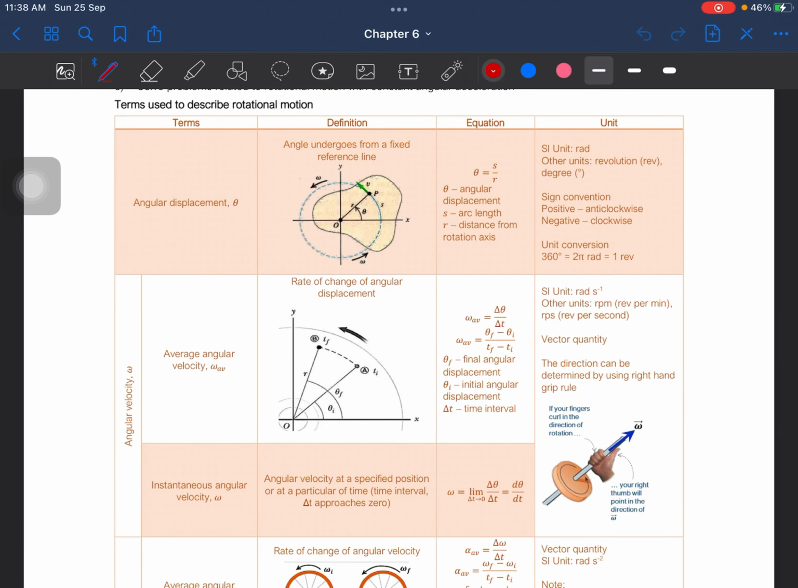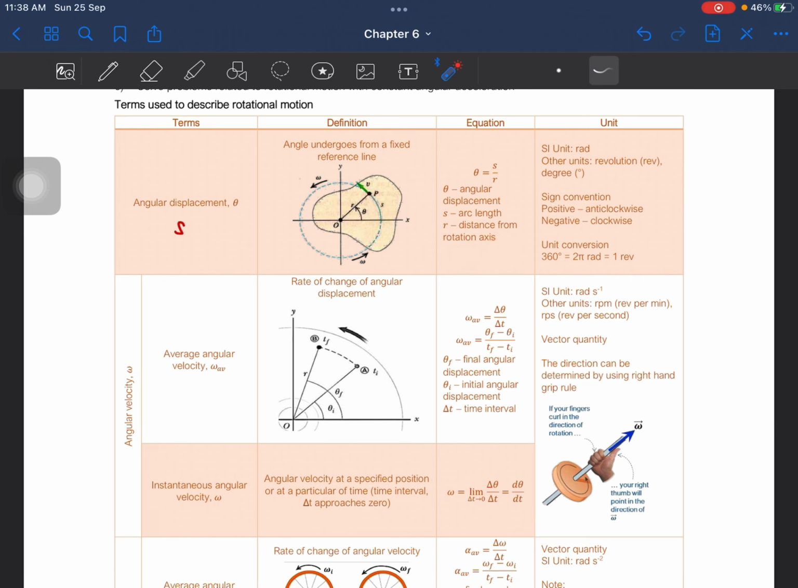So in linear motion, this is your S, right? Yeah, S. For this chapter, the definition is the angle undergone from a fixed reference line. So this is your reference line. For example, we always put our x-axis as our reference line when we want to talk about the angle. So the formula is theta equal to S over R, where theta is the angular displacement, S is the arc length, R is the distance from the rotation axis. Okay, so this is the arc length S.